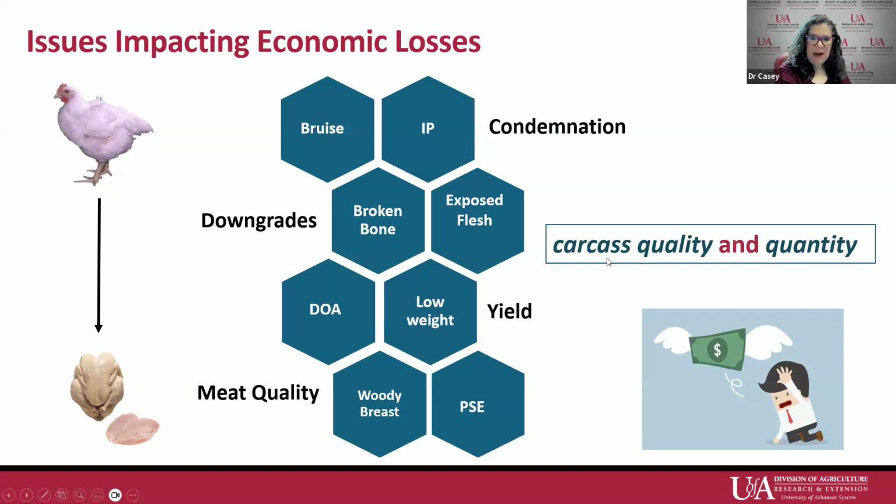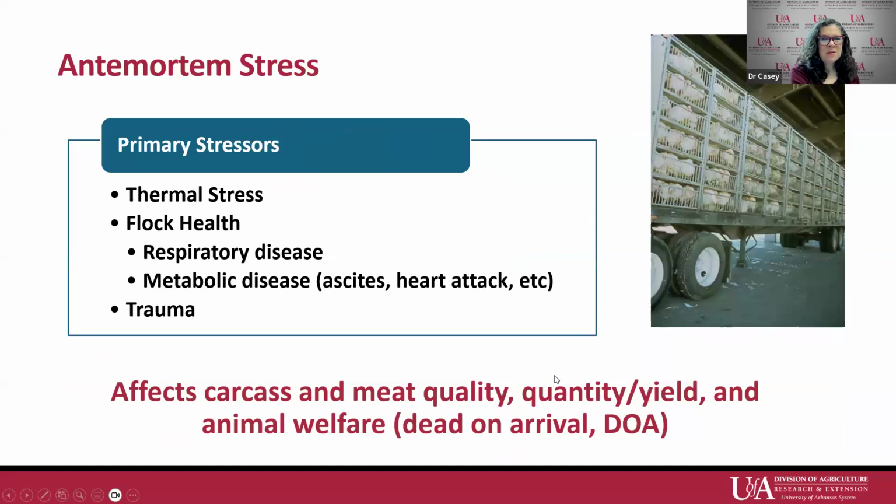So carcass quality and quantity are both important because a lot of these things can impact both. So what are the things that are occurring in that pre-slaughter environment? I'm going to cover some of these in the next several points. Antemortem stress. Stress on the bird is important from a welfare standpoint. We want the birds to not have as much stress on them. From that aspect, we want humane handling, humane processing, humane live production, and so forth.